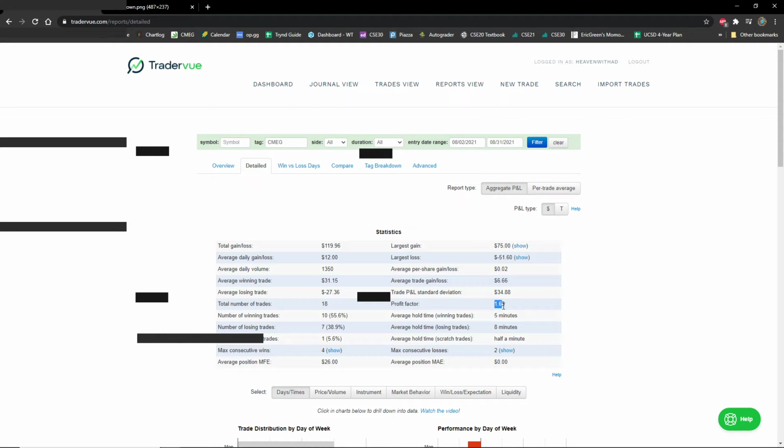So anything over 1 is profitable. So 1.63 is good. You'd ideally want this above 2 to be really safe. Largest gain 75, largest loss 51.60.